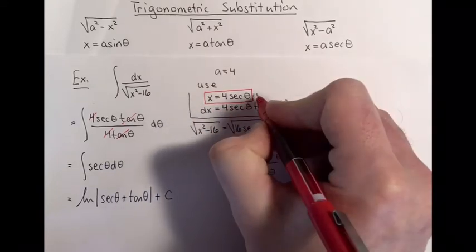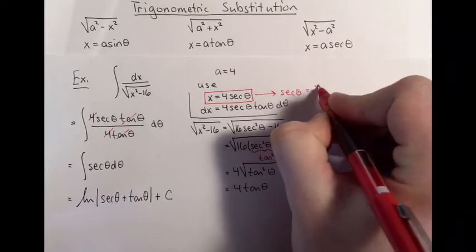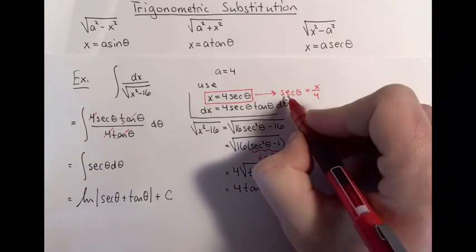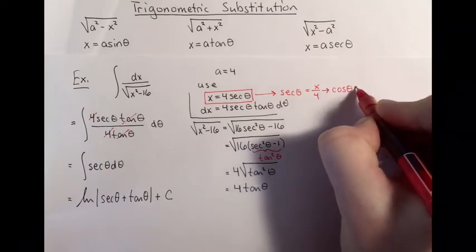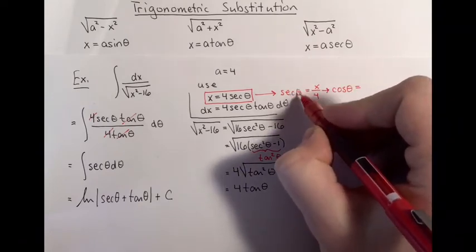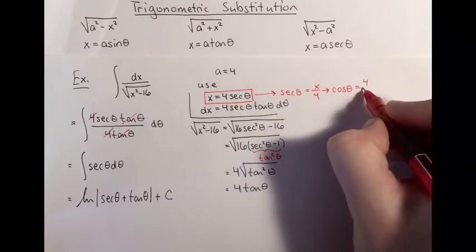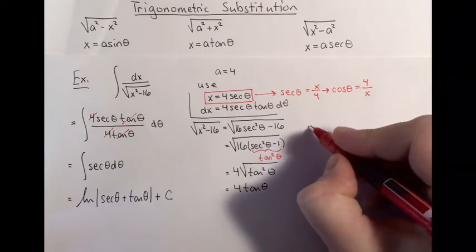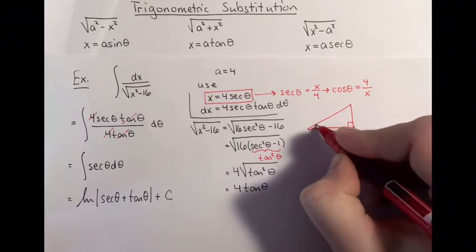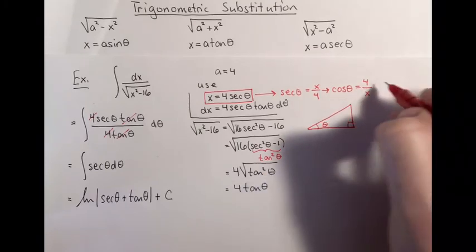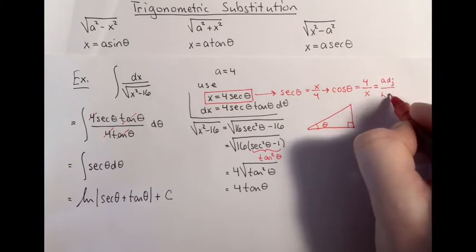And if x is equal to 4 secant theta, that means that secant theta is equal to x over 4. And if secant theta is x over 4, that means that cos theta is equal to 1 over secant. They're the reciprocal of each other. So cos theta is going to be equal to 4 over x. And now we can use that. We can set up our right triangle. If this angle is theta, cos we know is going to be the adjacent side divided by the hypotenuse.